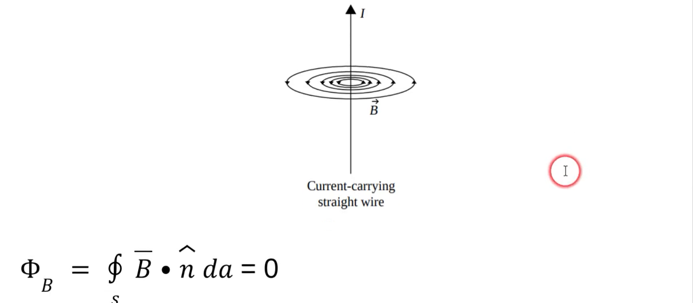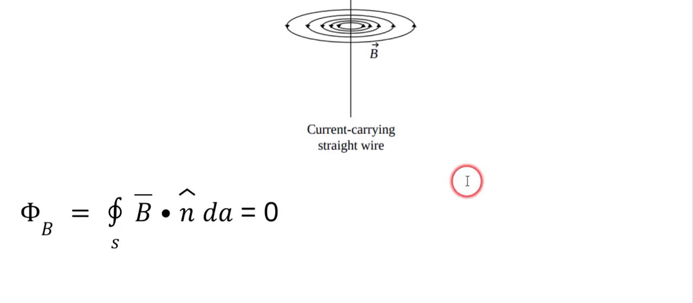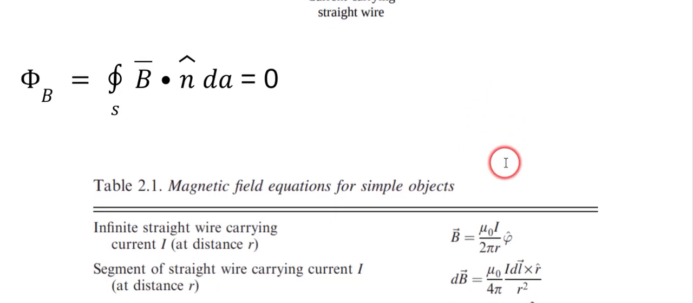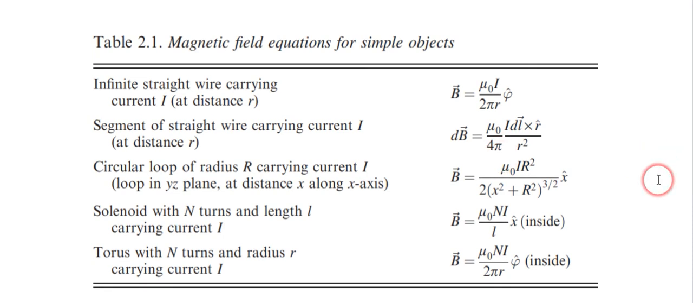So here is what we've got to solve. And I said, well, what's this? I don't know what this is going to be because there's no mention of what the field is. Well, in the chapter, and the reason this bothers me is he gives this table: magnetic field equations for simple objects. Infinite straight wire carrying current I at distance R. Boom. There it is. Well, where's that come from?